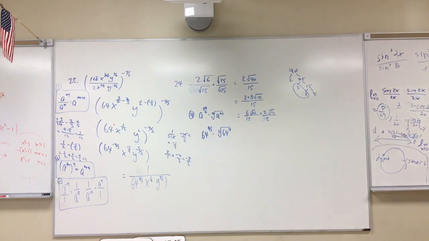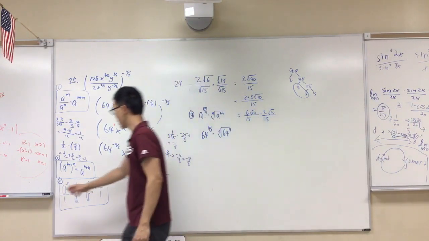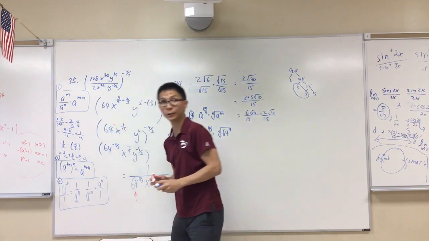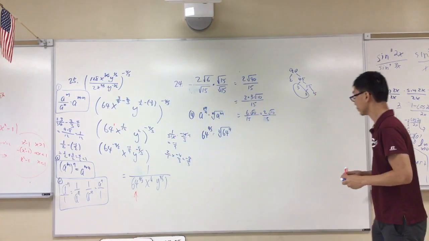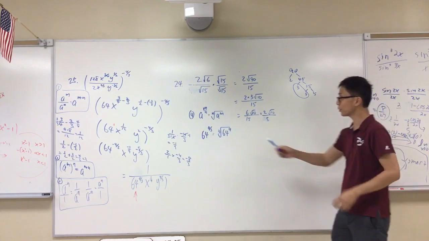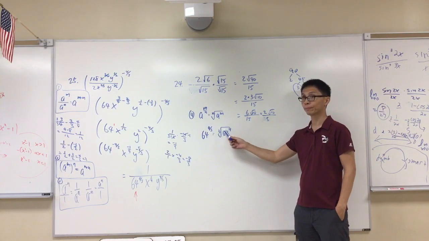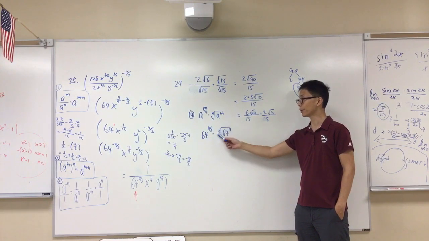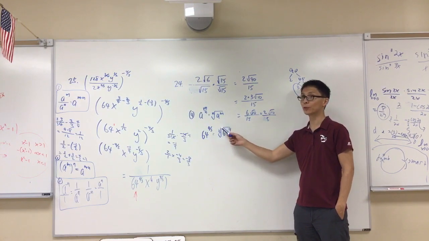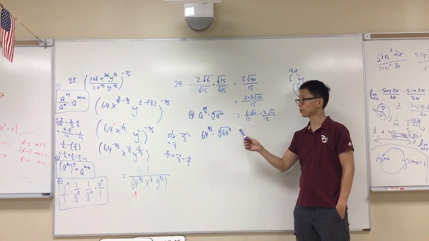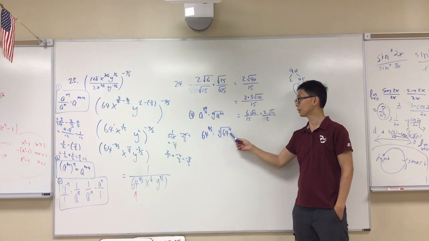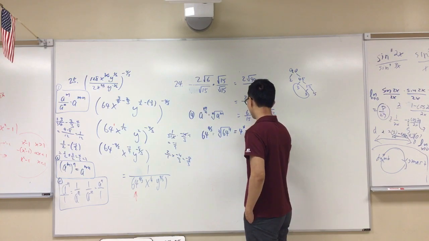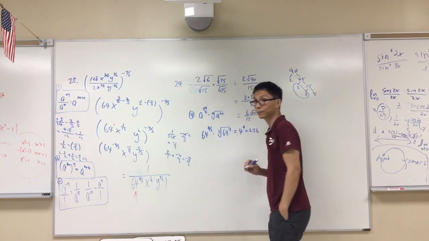So obviously here's a problem, right? 64 to the 4 over 3 power. So what do you do here first? You do the index first, which is the root first. Do you know what the third root of 64 is? 4. So 4, and then 4 to the fourth power is equal to 256.